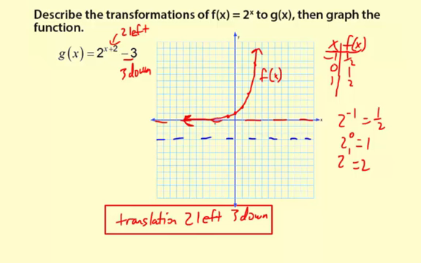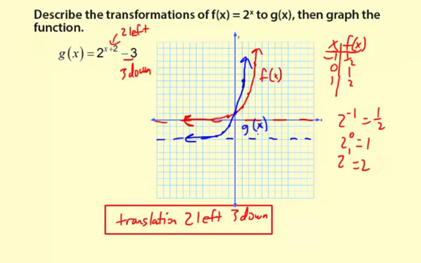1, 2, and then 1, 2, 3. 1, 2, 1, 2, 3. 2 left and 3 down. And then, I made these other points, might as well translate those too. 2 left and 3 down. Okay, so now I have all these points here, and I can go ahead and draw my curve. Okay, so this should be g of x.